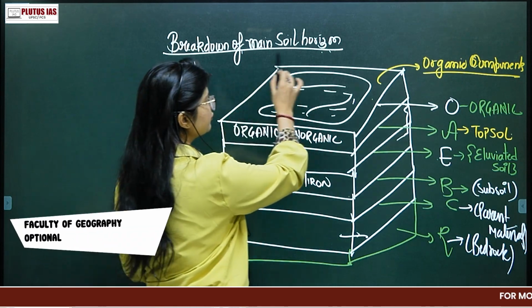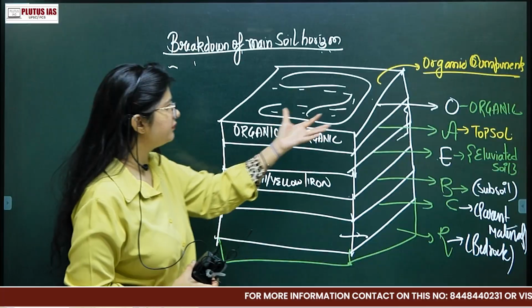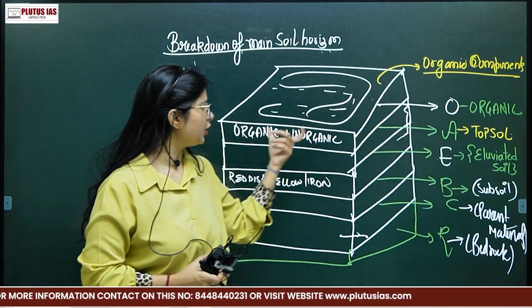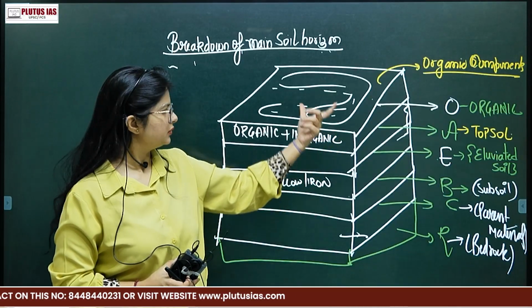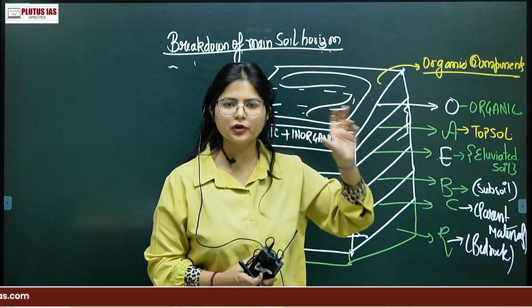So this is the breakdown of the main soil horizon. What is the breakdown of the main soil horizon? You will be having the organic component above. So first is organic, then inorganic. First we are doing the soil horizon. What do you mean by soil horizon?